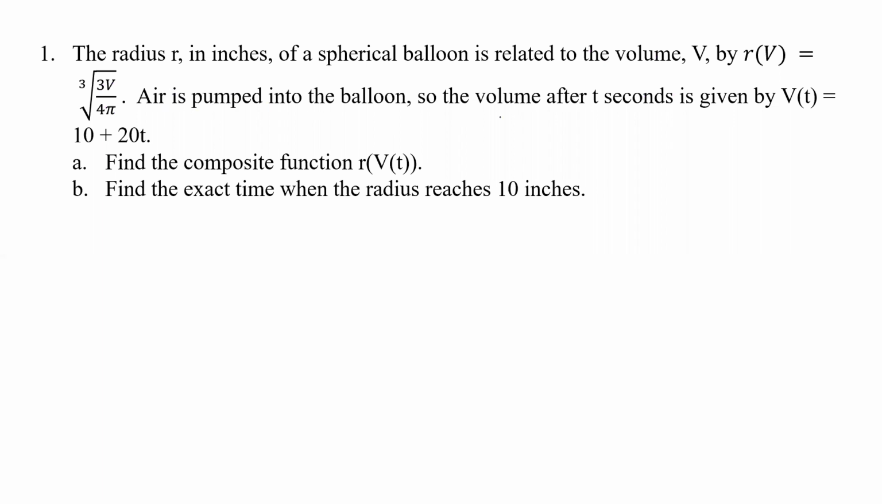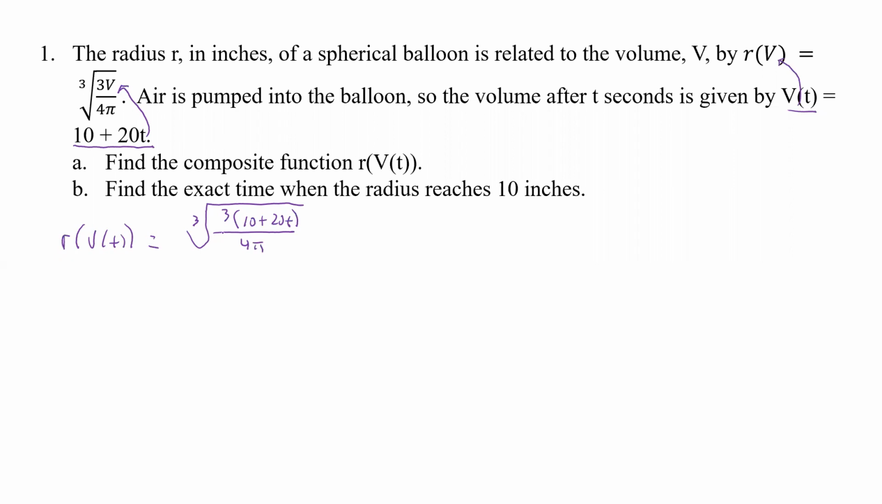And so air is pumped into the balloon, so the volume after t seconds is given by V of t equals 10 plus 20t. And we want to find the composite function r of V of t. So basically, we're taking the V of t, plugging it into here, which means that's going to be plugged into here for V, and we're going to get our composite function r of V of t. So r of V of t. All right, so we're, again, plugging this in place of V. So we have the cube root of, now that's going to be 3 times 10 plus 20t over 4 pi.